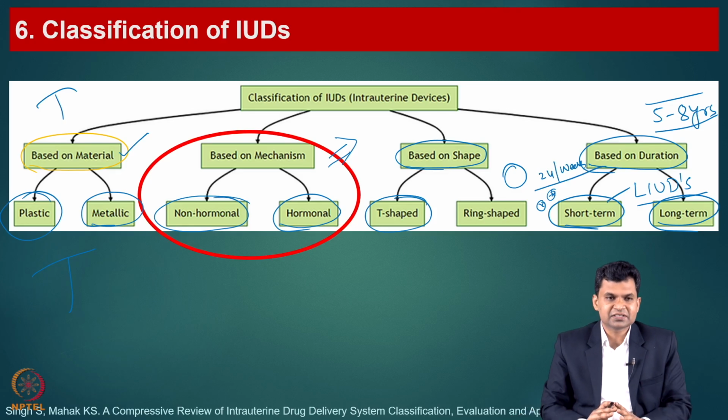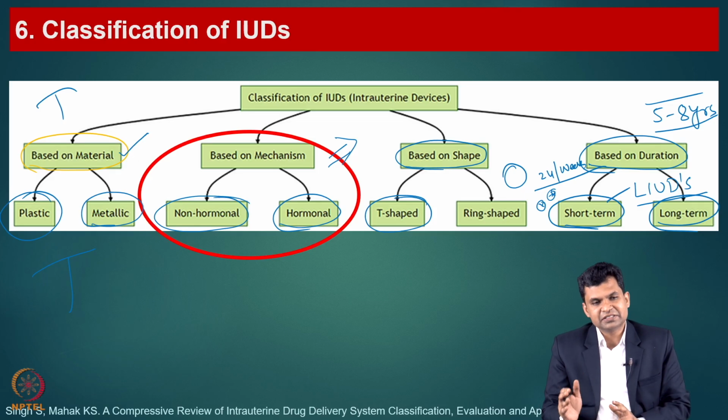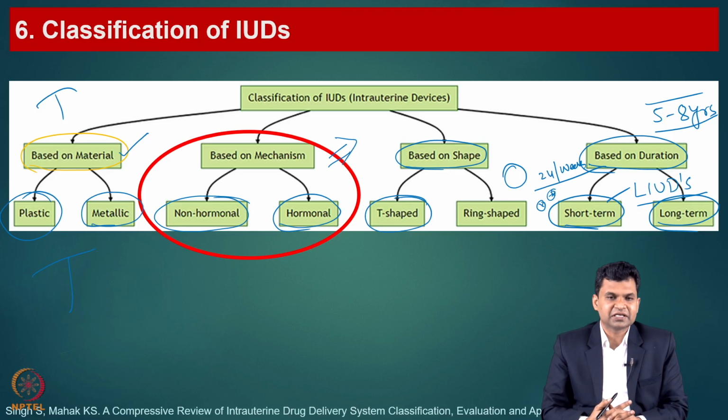So far we have discussed what intrauterine devices are, the ideal properties of intrauterine devices, the advantages and limitations of the intrauterine devices, and also the classification of the intrauterine device. I am going to stop today's lecture at this place. In our upcoming classes we are going to discuss the classifications and new generations of the intrauterine device, and we will also discuss a case study of the intrauterine device.